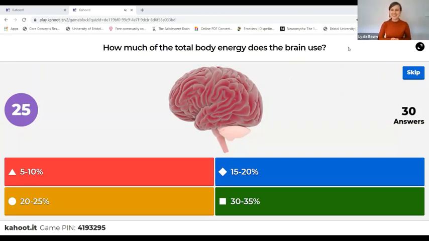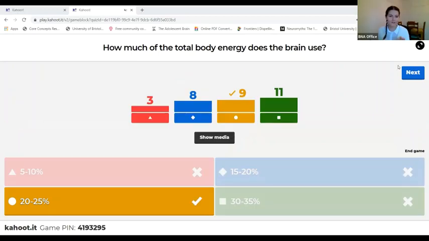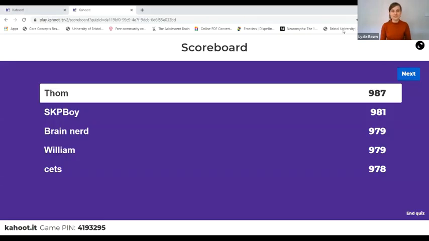We've got 30 answers so far. Well done. People seem to be doing well with clicking answers. There we go, everyone's answered. The timer will fast forward to the end if everybody has answered. This was interesting. People thought different things with this one. It's actually 20 to 25%. So it's not the highest one that we had on there, but it is quite a lot of the body's total energy. The brain is a really hungry organ. It does use a lot of the body's energy for what it needs to do, and we're going to learn a bit more about what it does in lots of different ways.